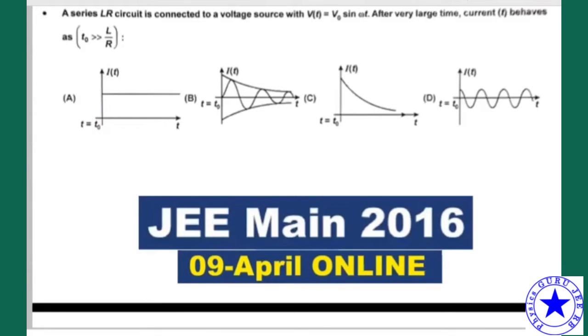After a very large time, the current behaves as T0 much greater than L by R. So the condition is that T0 is much greater than L by R, as given. Now, which graph will be taken?